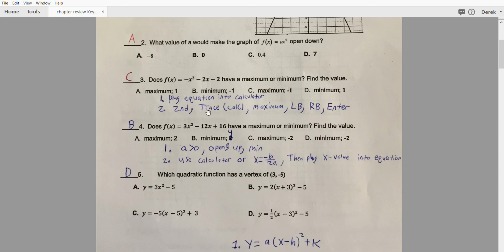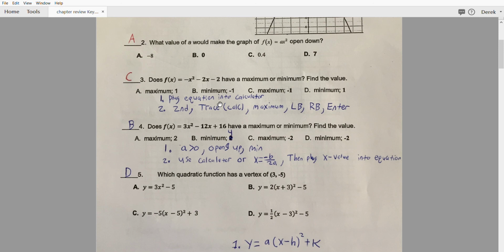You're going to hit second, which is that blue button, and then you're going to hit trace, which is right below calculate. So it's going to be second trace, which means calculate, and you're going to scroll down to maximum, right? You're going to hit enter on maximum. So if you hit enter on maximum, it's going to ask you for the left bound.